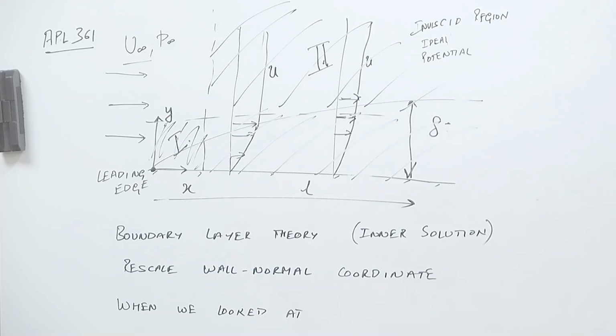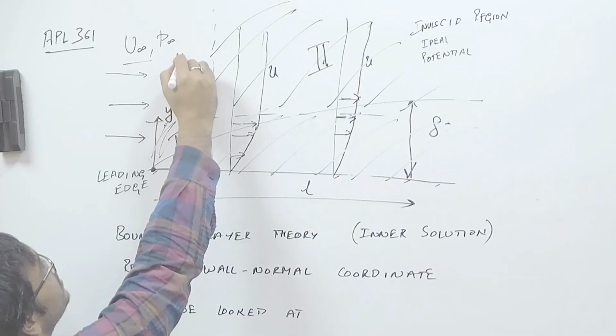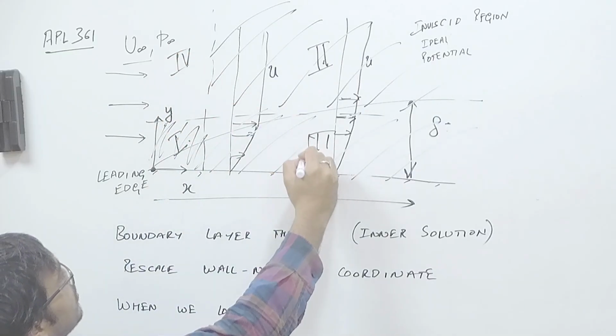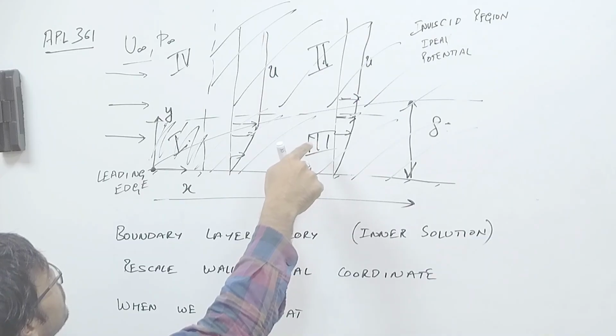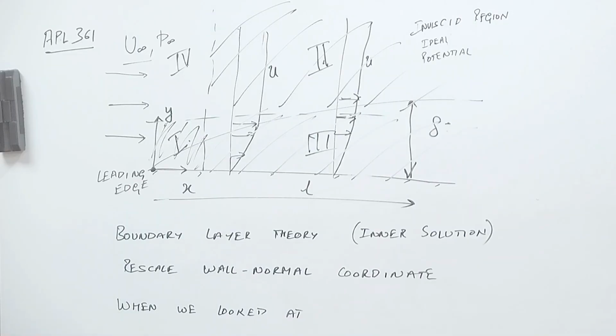Okay, so naturally the inviscid flow approximation also holds for region 2 only. Region 1 and let's call this region 4, and we are trying to analyze region 3. Region 1 and region 4 are basically untouched by our boundary layer theory.